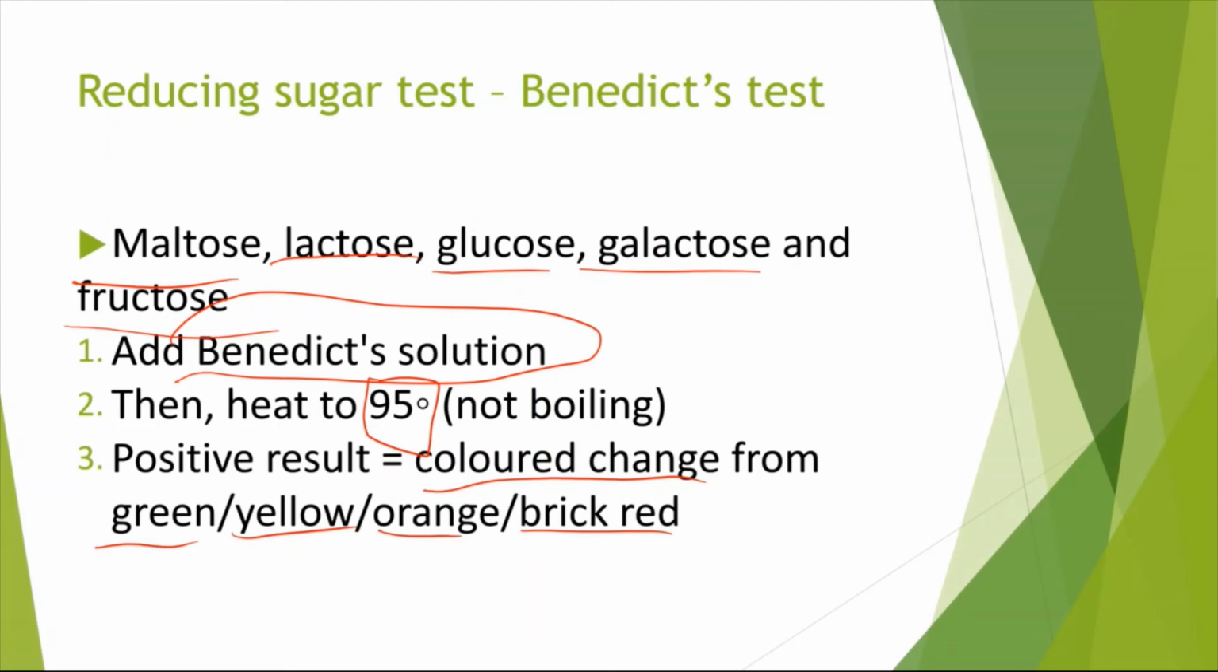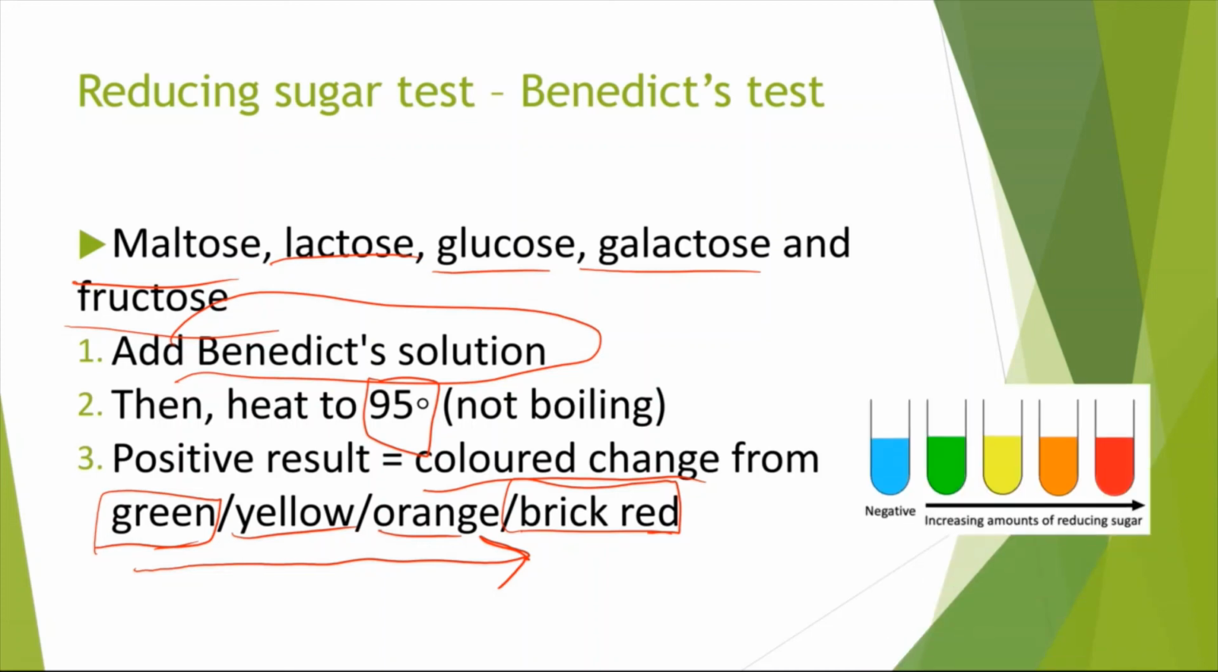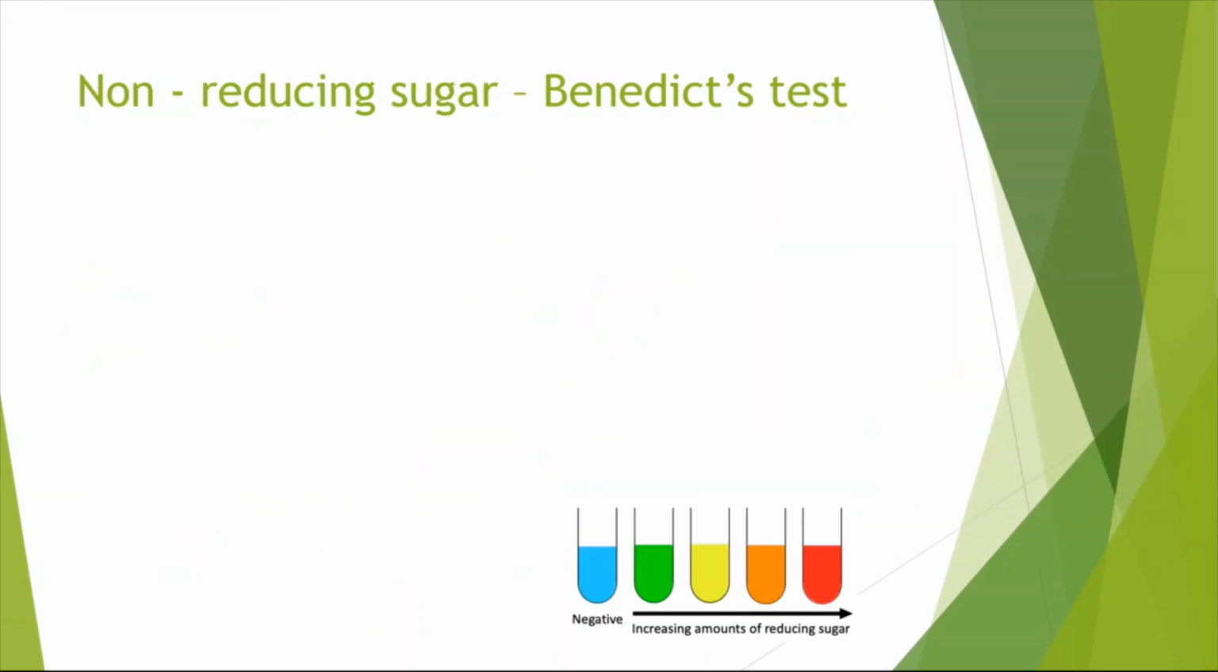The more reducing sugar is present, the further the color change would occur. So if it has a really tiny amount of reducing sugar, then it would turn into a green solution. But if it has a lot of reducing sugar, then it would form a brick red solution. So this shows the color changes. If there's no color change, then it would remain blue, which is the Benedict's solution color.